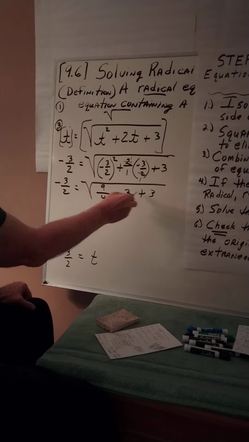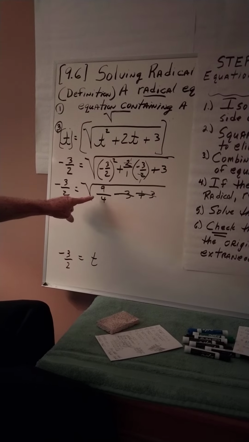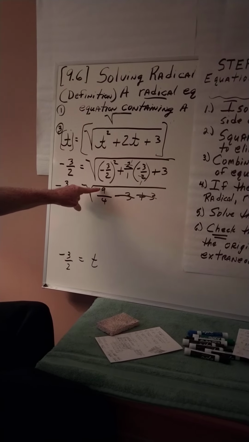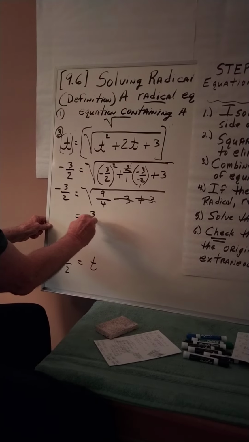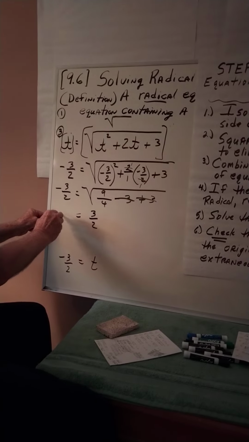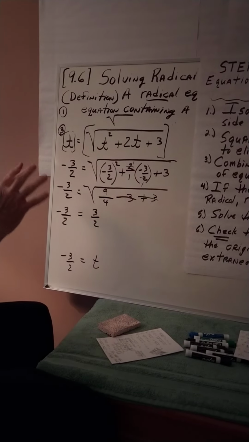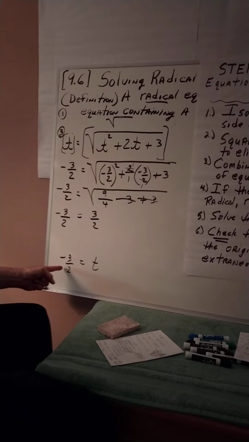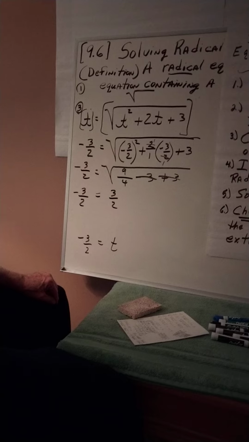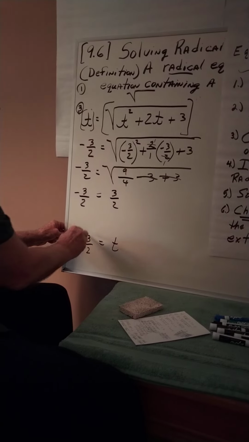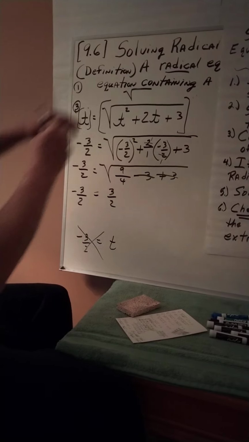Well, this negative 3 and this positive 3 will cancel one another out, and you'll see the positive square root of 9 over 4 would be 3 over 2. And 3 over 2 does not equal negative 3 over 2. It doesn't check. So, t being equal to negative 3 over 2, it's extraneous. It doesn't count.